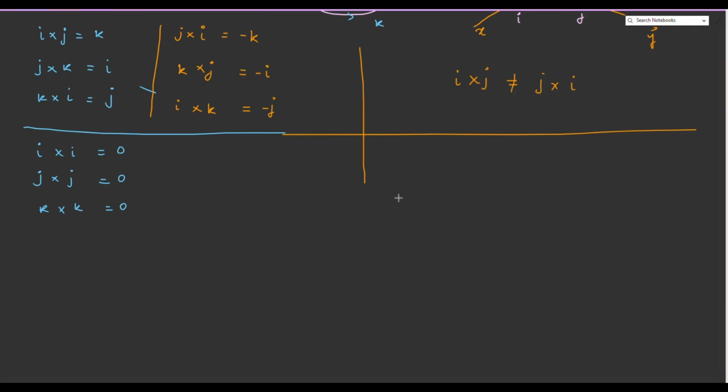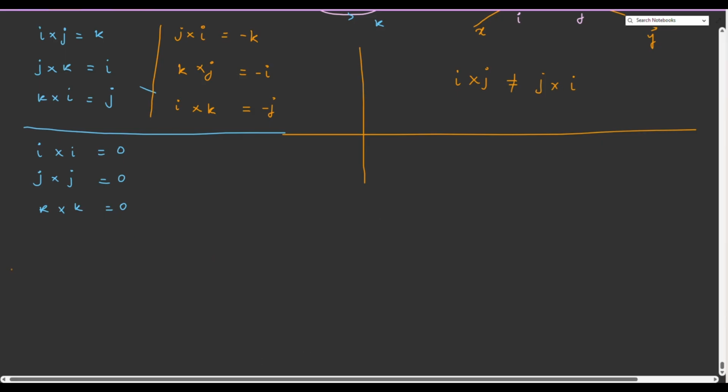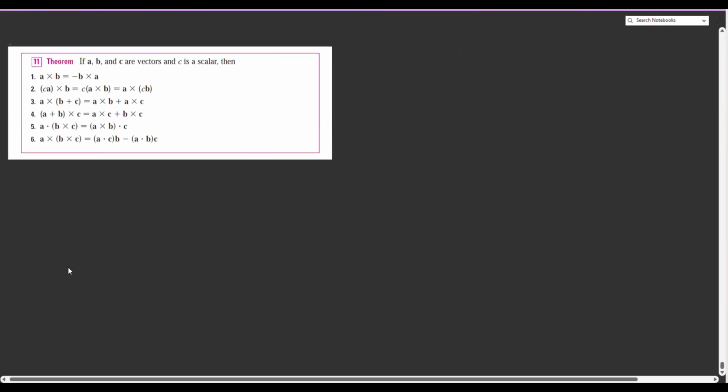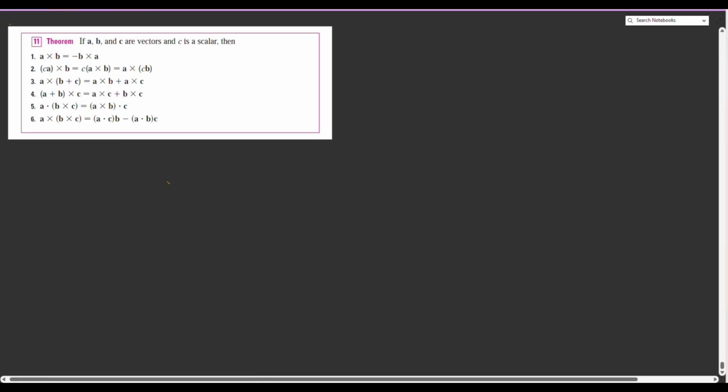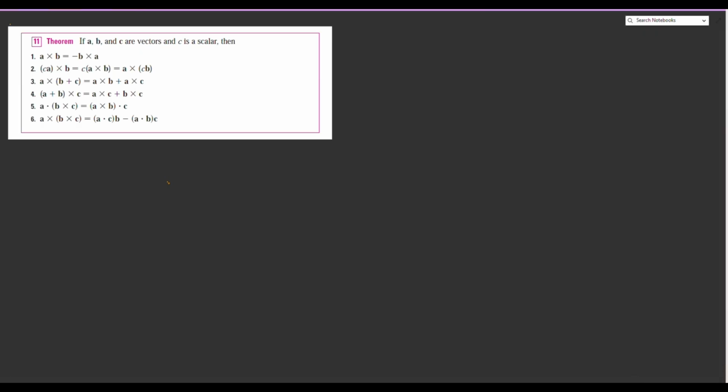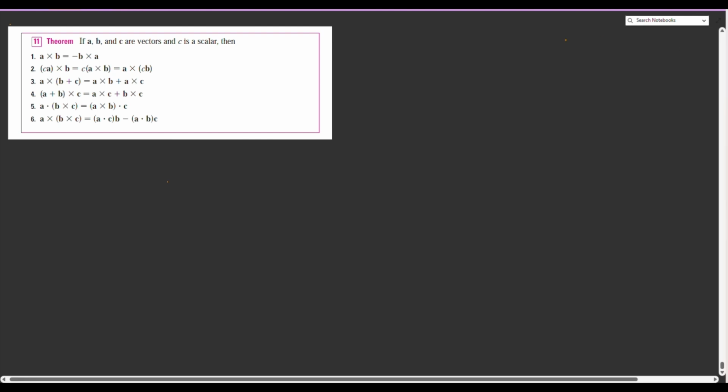Okay, next we have some properties of the cross product. The first property says that A cross B is equal to minus B cross A. And similarly we have these other properties.